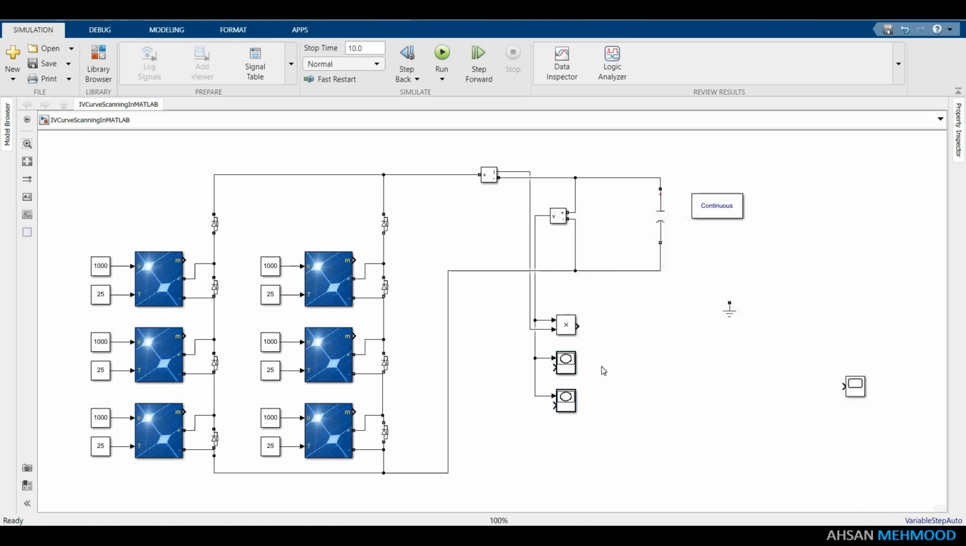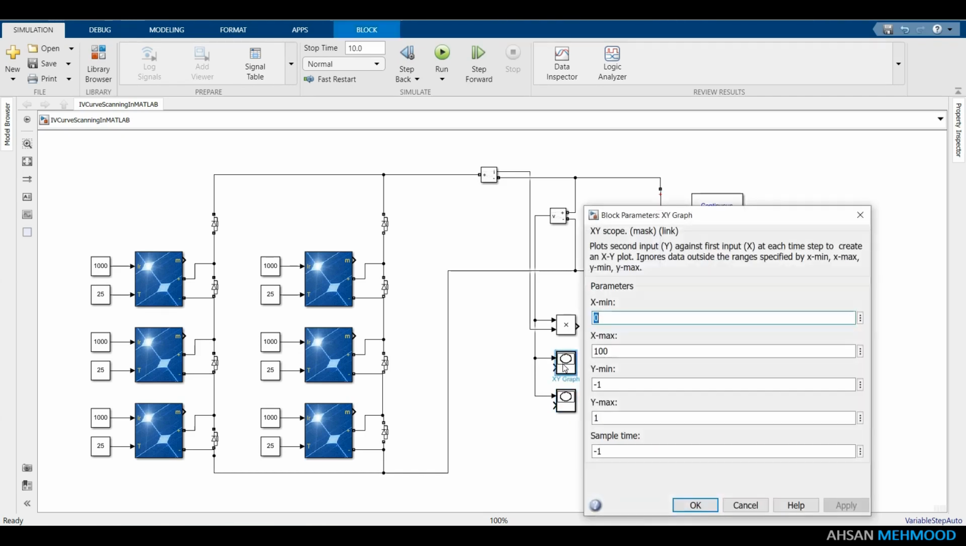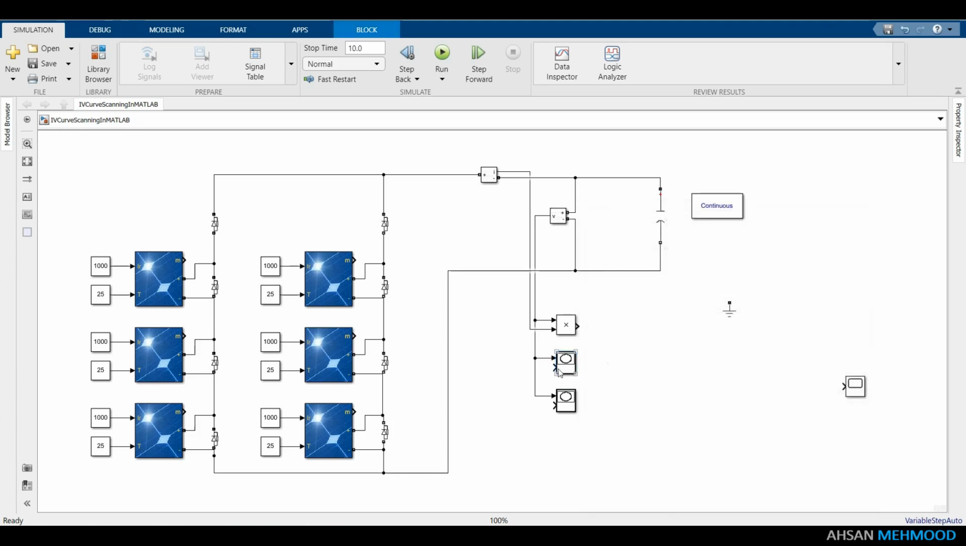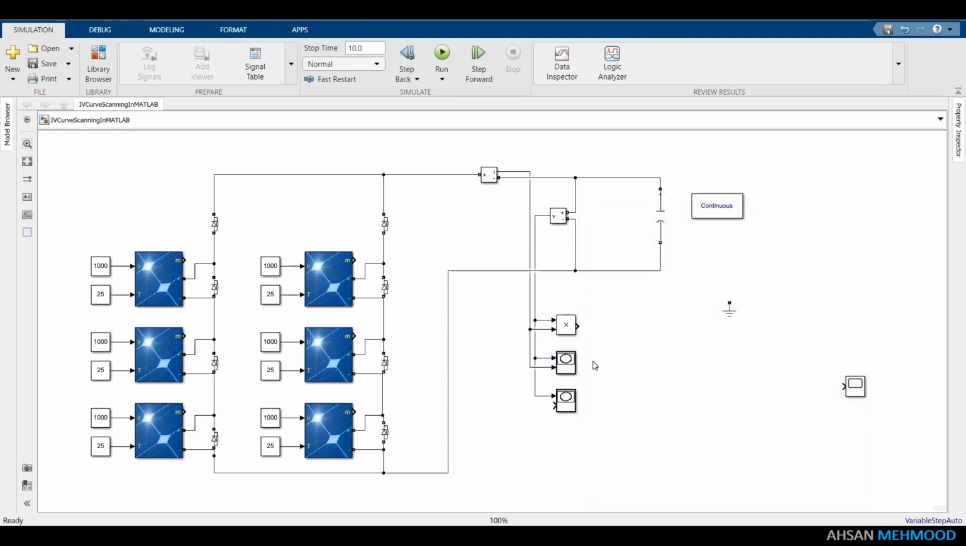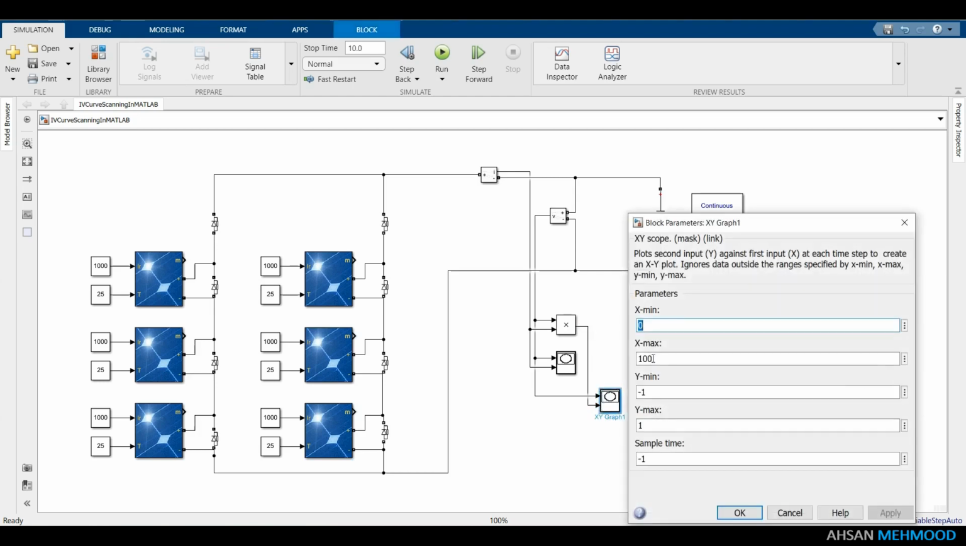The first XY graph's y-axis was chosen as array current, and its maximum limit was computed by multiplying the short circuit current of one PV module by the number of parallel strings. Similarly, the y-axis of the second XY graph was chosen as array power, and its maximum limit was computed by multiplying the maximum power value of one PV module by the total number of PV modules, that is 6.